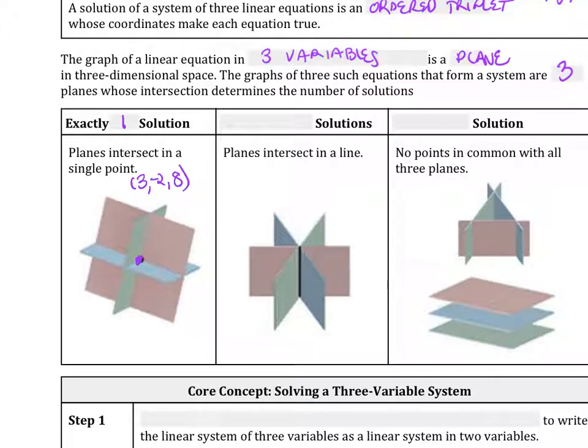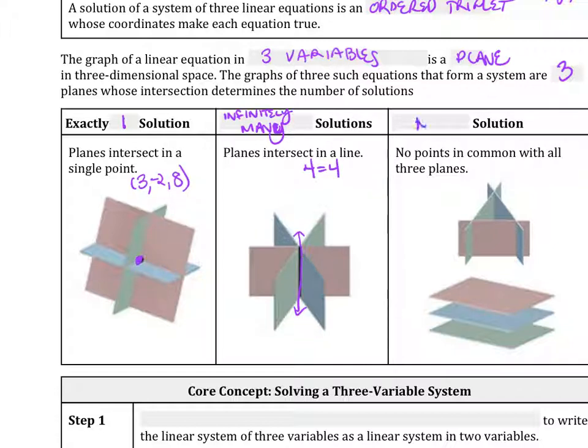The second one, notice they intersect in a line. So it reminds us of infinite solutions, or infinitely many solutions. So they intersect in a line. When you solve for this, you would get something like 4 equals 4. That's called an identity. You get something that's true.